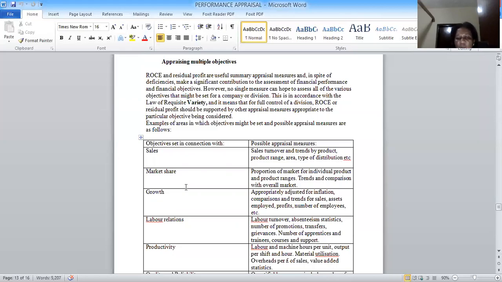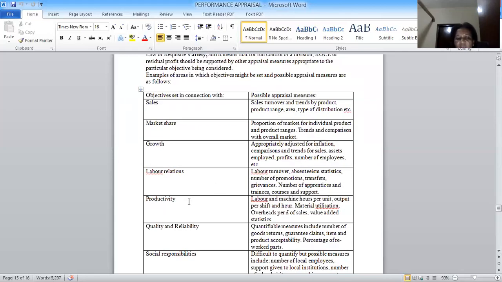Looking at our growth, we can also look at other measures, appropriately adjusted for inflation. Labor relations: we can look at our labor turnover. Productivity: we can also look at our machine hours per unit of the item we are producing, because if we waste much time before we can produce, that can affect our output. If our machine is not very effective, our productivity level will also be affected.